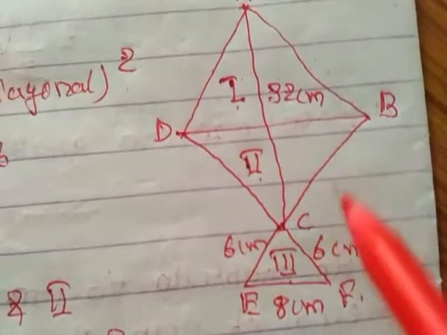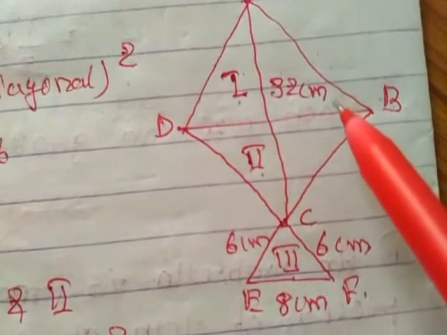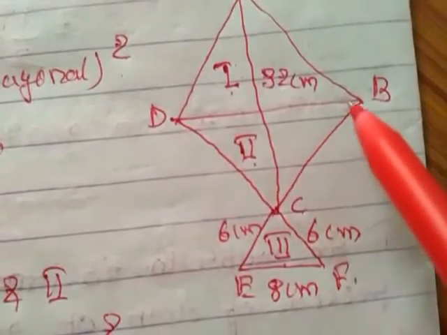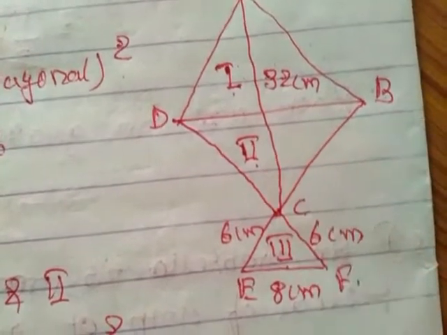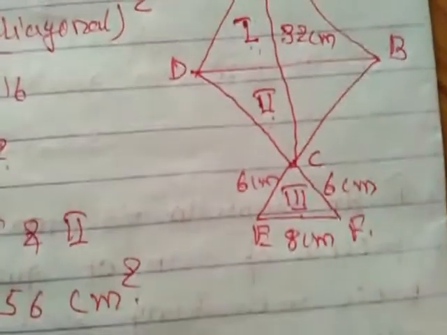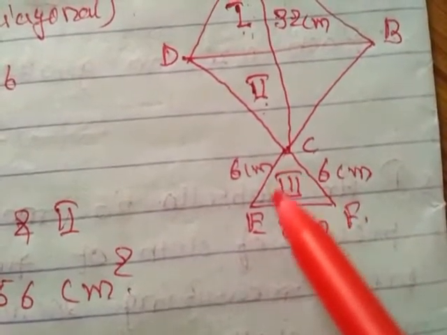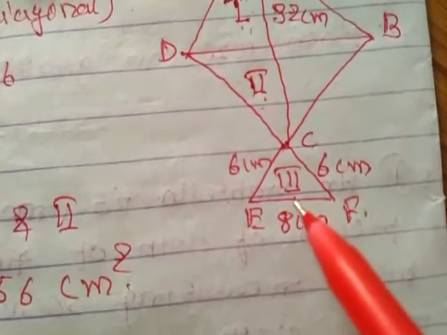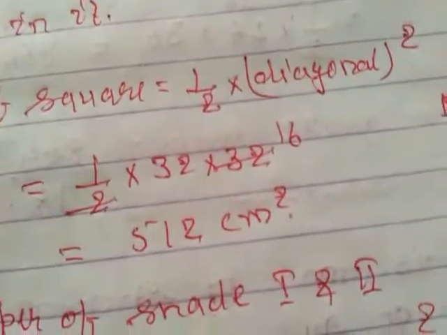So first of all, we will calculate the area of this square and divide it into two parts. Divide it by 2, because we know that the diagonal of a square divides it into two equal areas. So the area of part 1 is equal to the area of part 2. And this part 3 is an isosceles triangle. So we calculate the area of the isosceles triangle, and that will be the area of part third. So let's see how it will be solved.